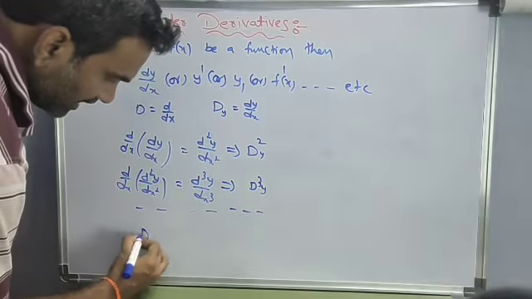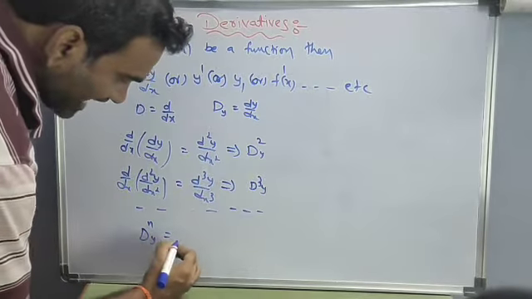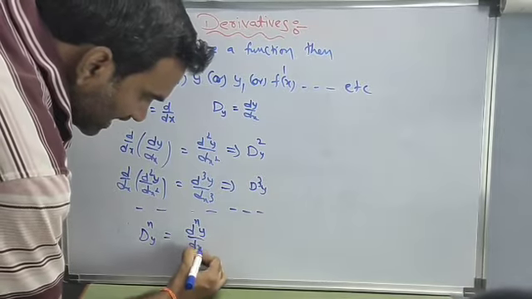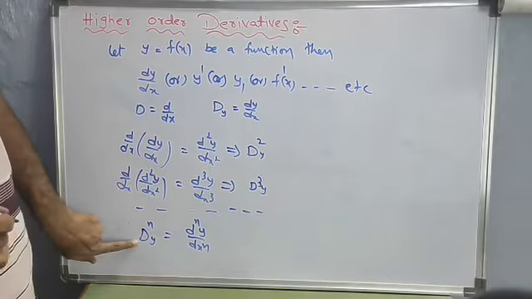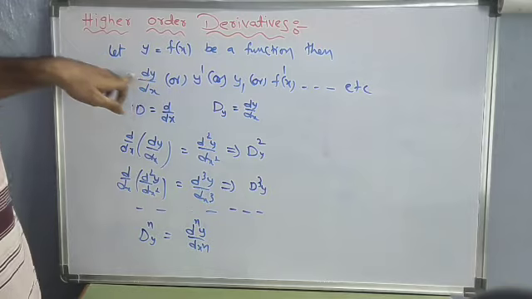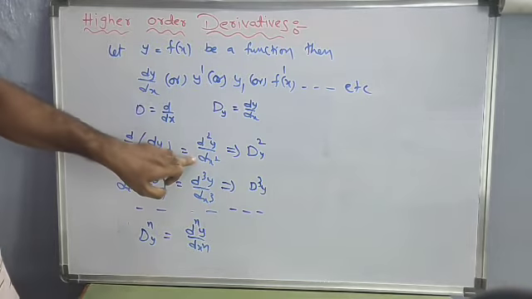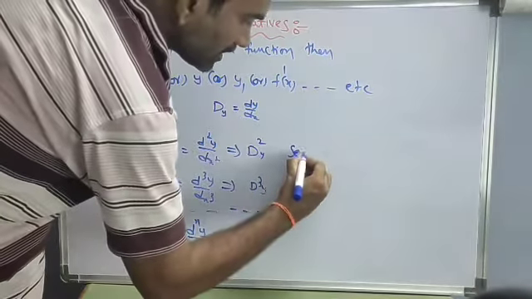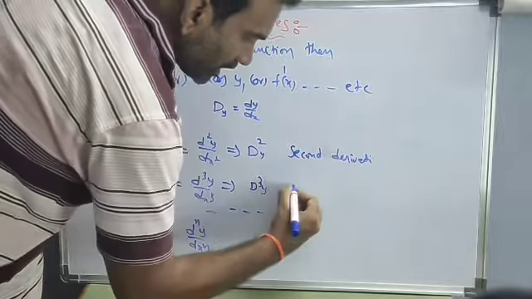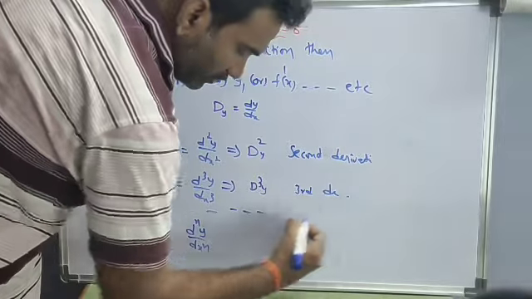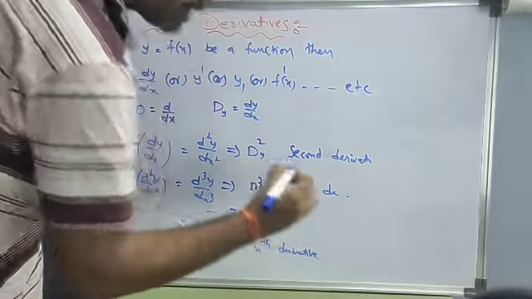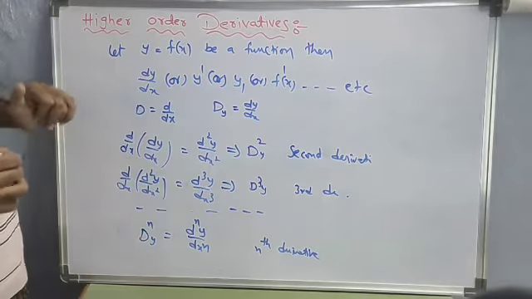Like that, the nth derivative we denote by d to the power of n y by dx to the power of n. This is the nth derivative. dy by dx is called the first derivative. d square y by dx square is called the second derivative, then the third derivative, and so on up to the nth derivative. Understand? So this is the format.